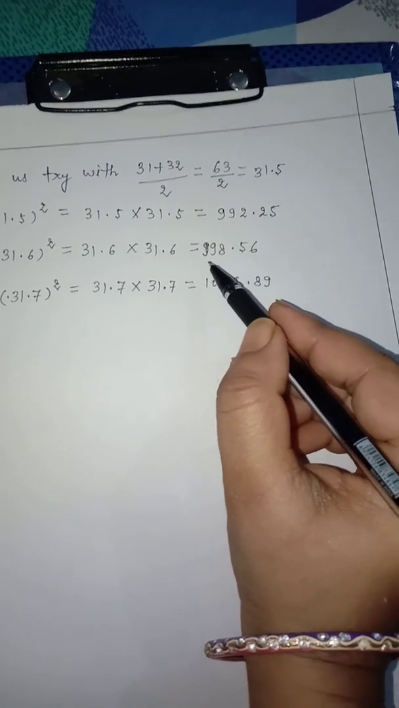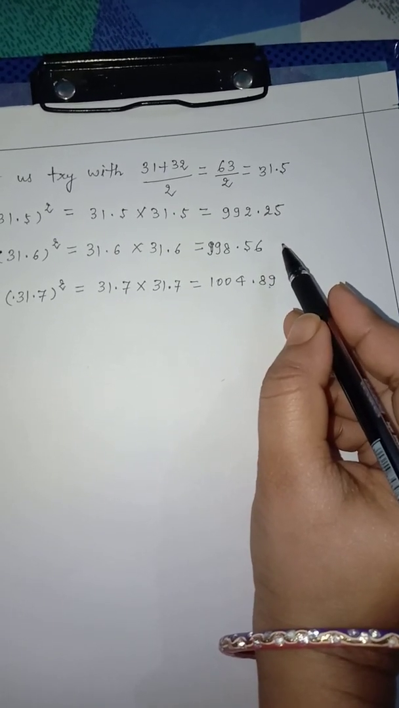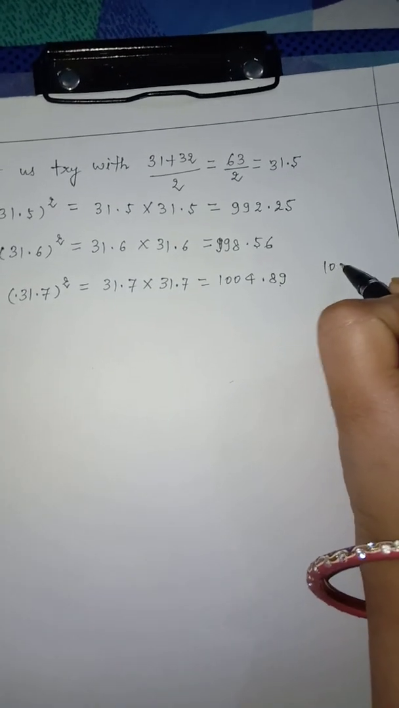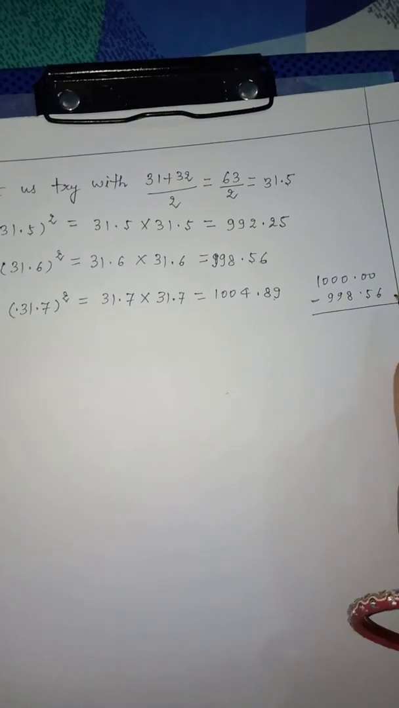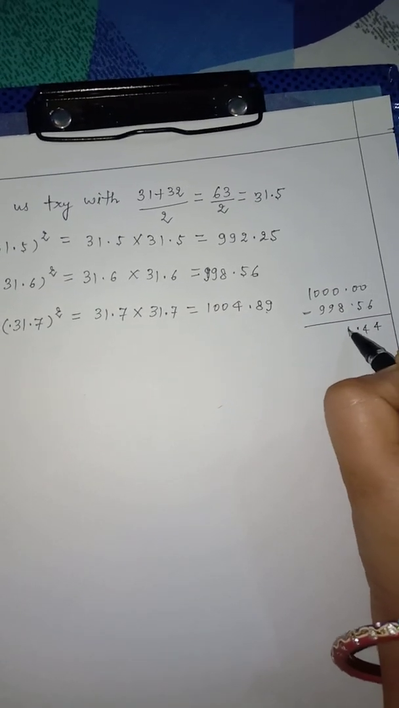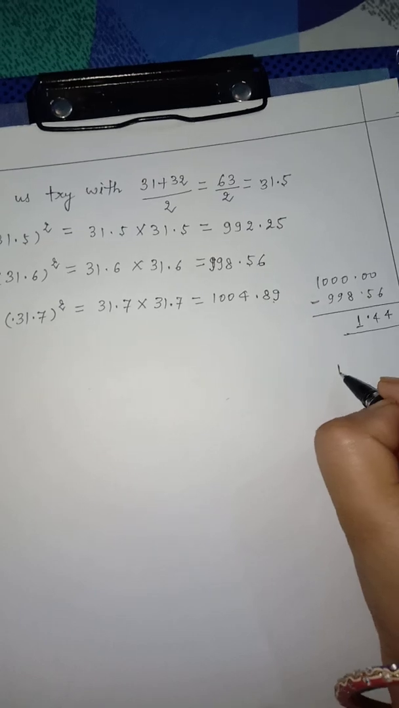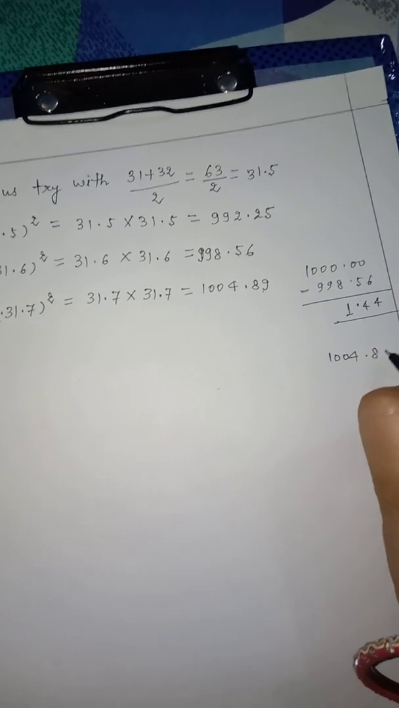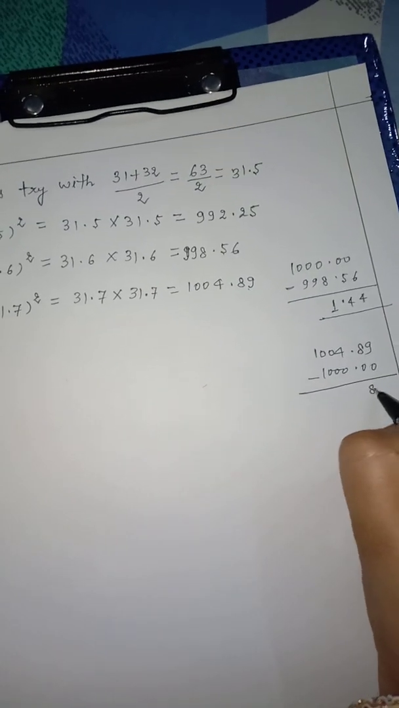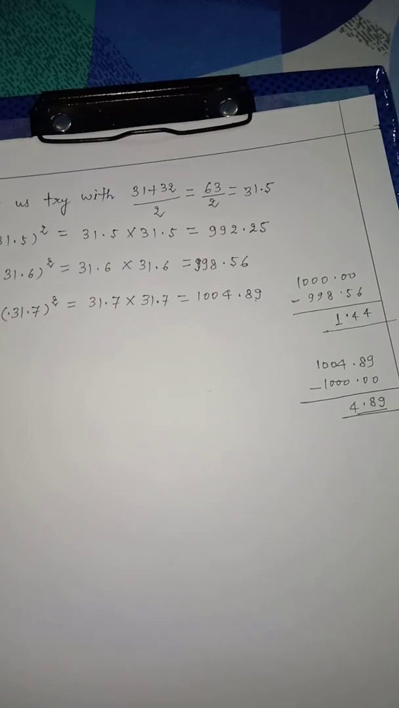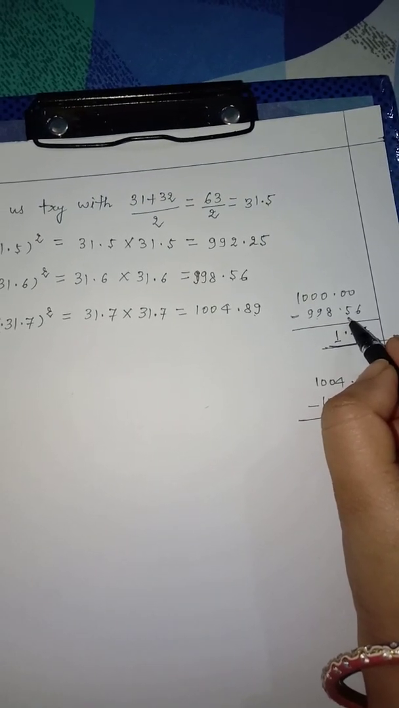But here one question arises. Is 998.56 much closer or 1004.89 closer to 1000? Now check. If we subtract 998.56 from 1000, what will we get? We will get 1.44. And if we subtract 1004.89 minus 1000, this is 4.89. So here 1.44 is the smaller difference. It means 998.56 is much closer to 1000.